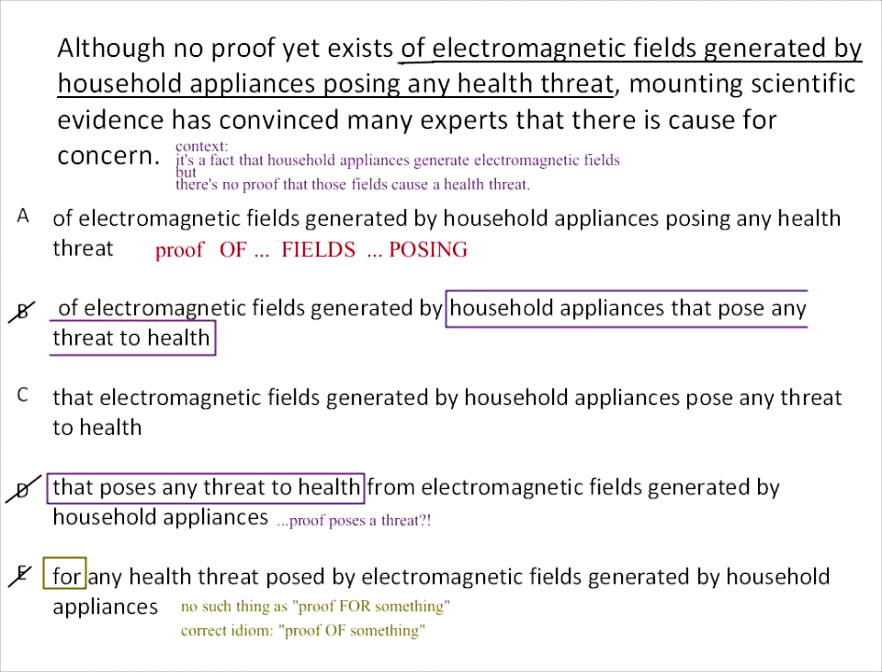The issue here is that what we have proof of is that they're posing a threat. It's not proof of the fields themselves. This is the intended reference, and this is the intended object of "of." And that's not how it works. The actual object here is fields. So this is why this is incorrect.